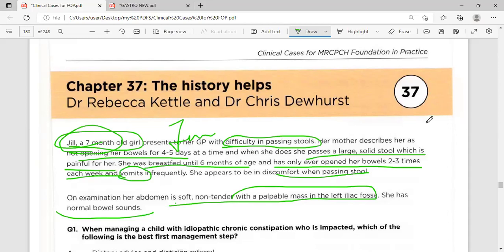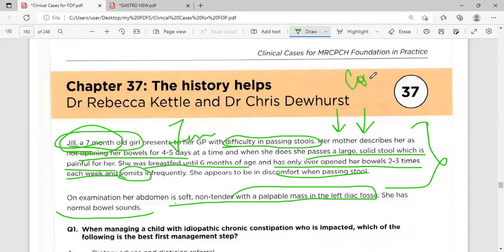And we have to keep the differential diagnosis in mind at first. Hypothyroidism. Okay, if she was a case of hypothyroidism, what other history would we receive? Floppy child, delayed milestones, hypotonia, failure to thrive, prolonged jaundice, umbilical hernia. Yes, umbilical hernia, jaundice. There would be failure to thrive. All this history we would receive. There is no history like that. Okay.